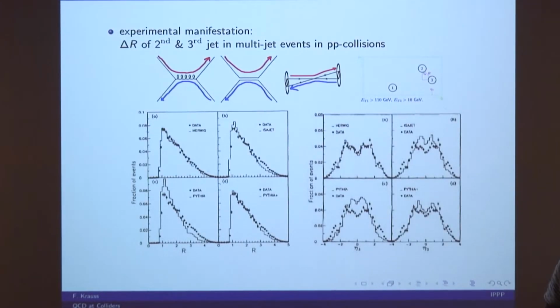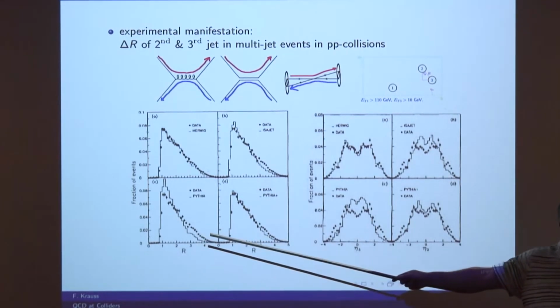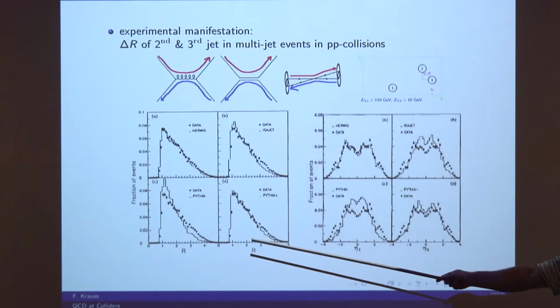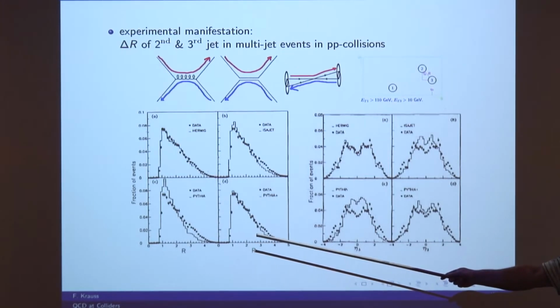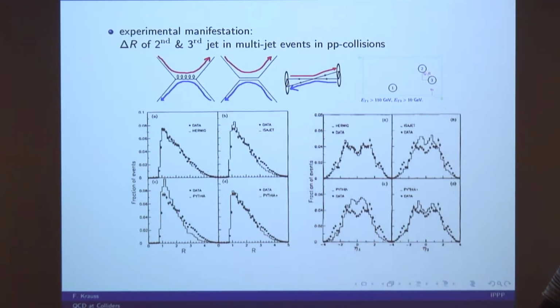They are from, Michelangelo knows it better, 91, 92? 94. Pythia is this now. And actually they completely changed their shower. This shower was ordered in virtual mass and had an explicit angular veto as an afterburner. And by now, practically all parton showers order in something that is transverse momentum or energy scaled angle. And these parton showers passed this test actually quite well.